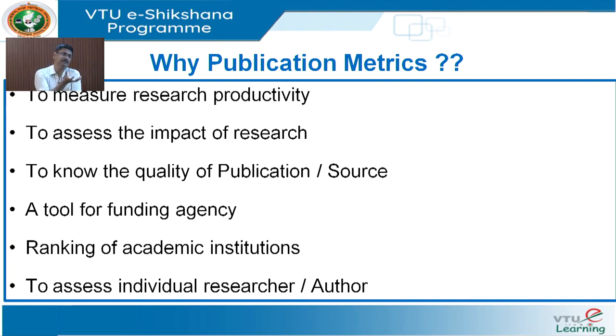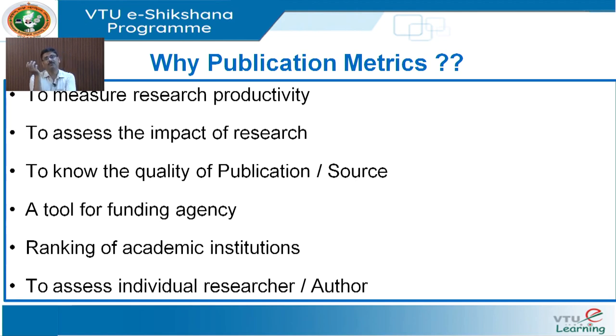At the same time, many libraries have to acquire these journals, right? So we should acquire the quality publications. So how is this quality assessed for a publication? Again based on these publication metrics. And also funding agencies are looking at these publication metrics as a tool or a parameter to evaluate an individual researcher or an individual organization, how their research quality is.